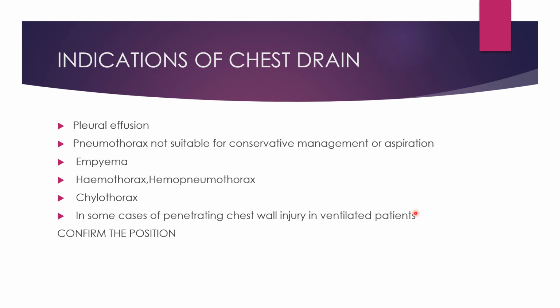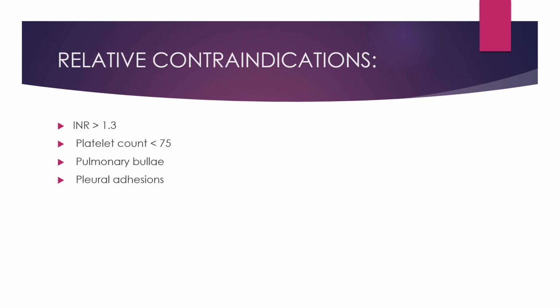This has not been asked in the MCQs, but you should have an idea, which can help in your clinical practice. The relative contraindications are INR less than 1.3, platelet count less than 75, and pulmonary pleural adhesions. If these are there, they are relative contraindications, but in an emergency situation you have to deal with each individual patient on an individual basis, and even if these are present, that is not an absolute contraindication. It's just a relative contraindication.